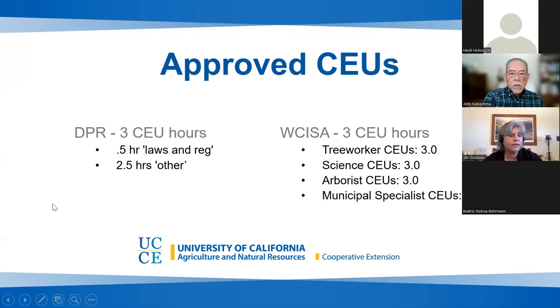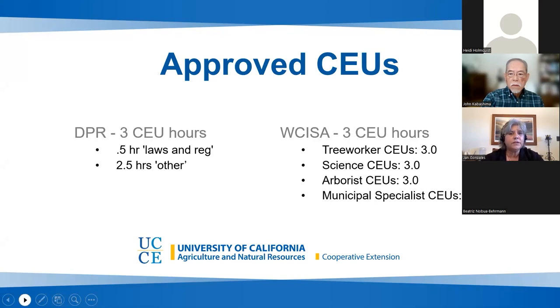We do want to let you know that there are approved continuing education units available from the Department of Pesticide Regulations, DPR, as you see on the screen there. Three hours have been approved, 0.5 or half an hour is for laws and regs, and the other 2.5 for other. We also received approval from the Western Chapter of International Society of Arboriculture, a total of 3 hours continuing education.